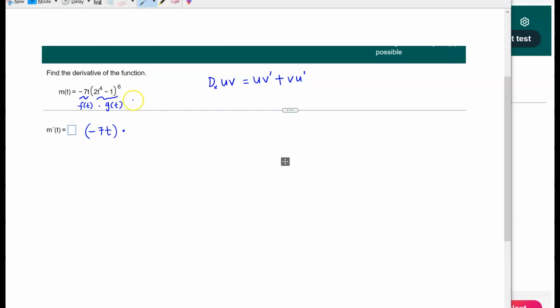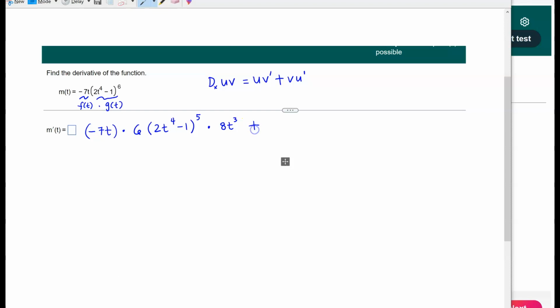And the derivative of that is equal to 6, you use chain rule, 6 times 2t to the 4th minus 1 to the 5th, so you subtract 1 from 6, times the derivative of what is inside, so the derivative of 2t to the 4th minus 1. The derivative of that is 8t cubed. And then minus 0. The derivative of 1 is 0. So that is for u v prime.